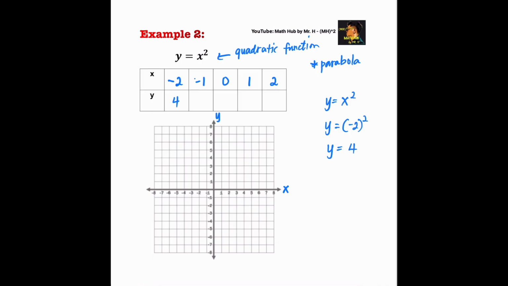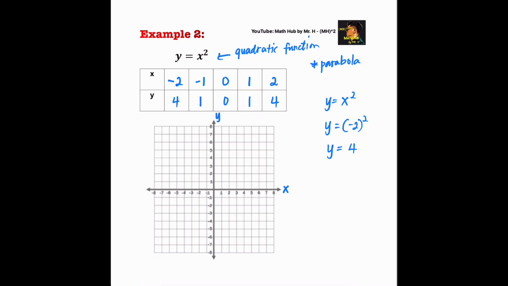Same goes for the second one. If x is -1, definitely y will be +1. If x is 0, 0 squared is 0. 1 squared is 1 and 2 squared is 4. You can see the values right here. There's a pattern. Maybe some of you have learned that for a parabola, we have what we call the axis of symmetry, which divides the parabola into 2 equal parts.